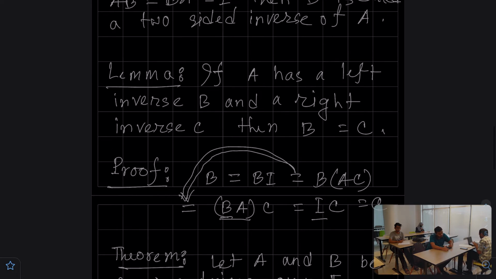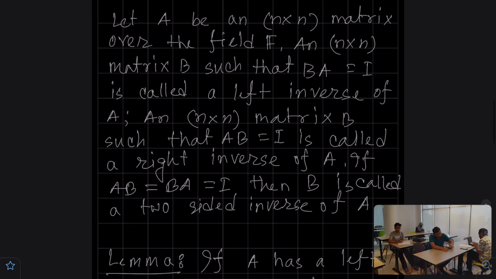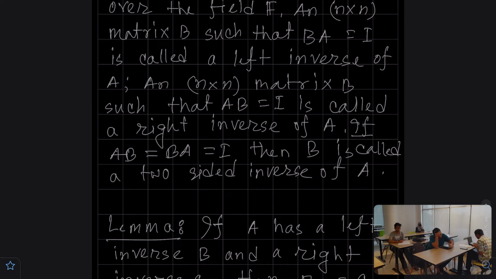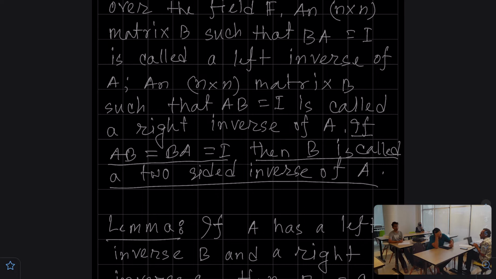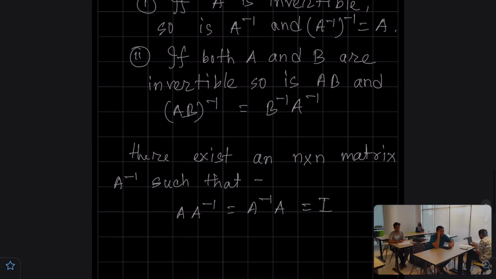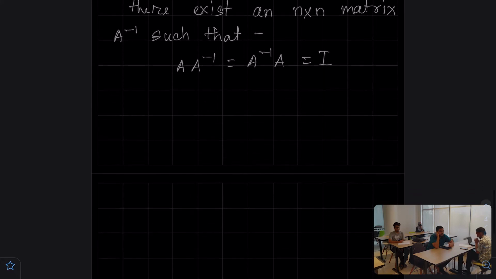Now consider the definition again. Let A be an n cross n matrix over the field F. An n cross n matrix B such that BA equals I is called a left inverse. And finally, there is this definition: if AB and BA both equal I, then B is called a two-sided inverse of A. Okay, I forgot to define it.